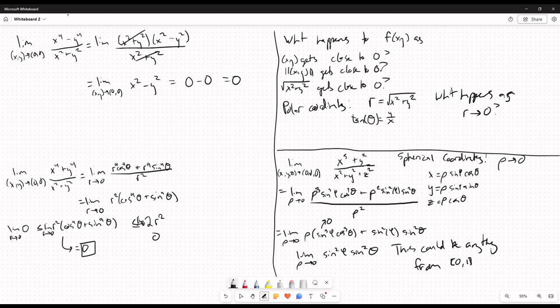So since we don't get a unique answer, we would say the limit does not exist, because we don't know what's happening to phi or theta. We can pick whatever we want for those. So the limit doesn't exist, sad day. If we had been able to do the same type of squeeze theorem thing we did back there, we would be able to say that yes, this limit does exist, and here's why. So there are some examples of using various coordinate systems and different techniques to calculate limits in multivariable functions.